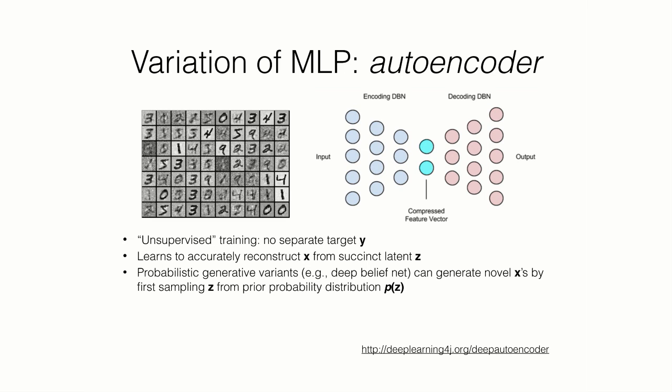A variation of a multi-layer perceptron architecture is an autoencoder. This is kind of just a special case where we don't have this separate target Y. Rather, what we do when we're training is we just use the input as the target. And the goal here is to learn some kind of succinct representation in some middle hidden unit. Let's call that Z, a latent representation. The goal is to learn a succinct latent Z that the model can then reconstruct the input from. And these are useful for just learning representations.